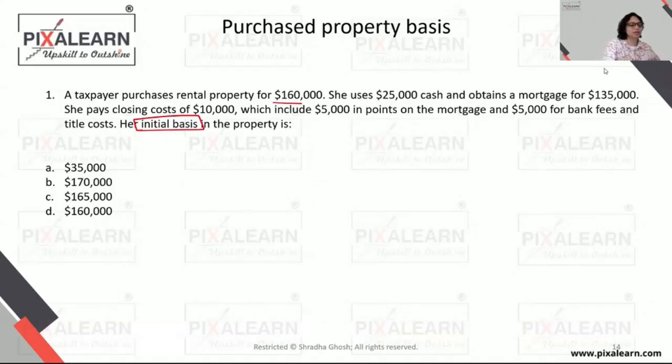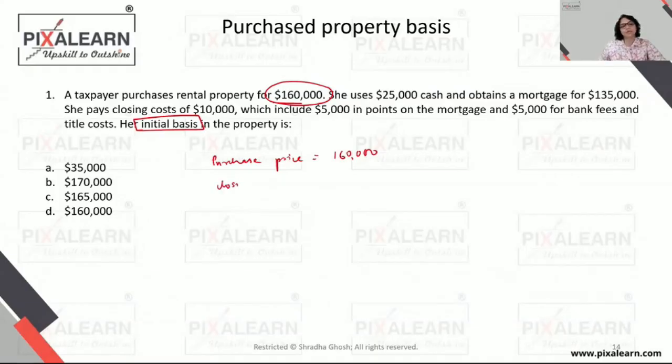These questions are exactly the way we do it in GAAP, which is accounting. These are easy. So what is the purchase price of the asset? The asset was bought at 160. You paid 160: 25 you paid in hand, and the next 135 you got an EMI arranged. But the property price was 160.